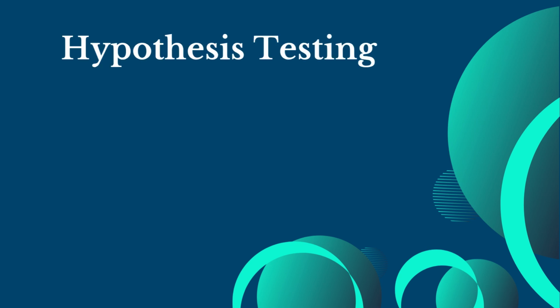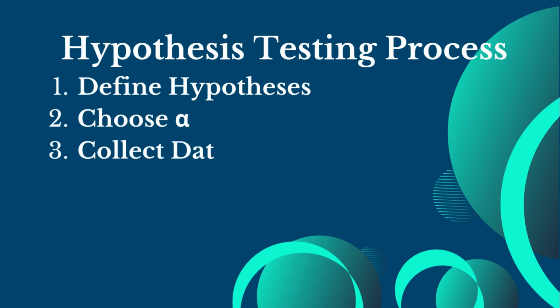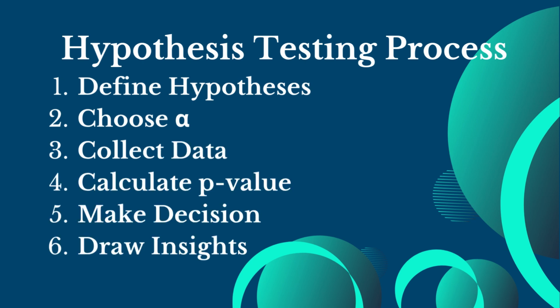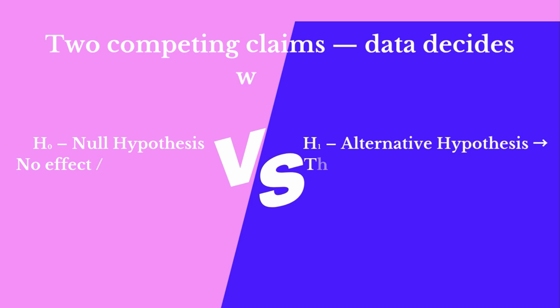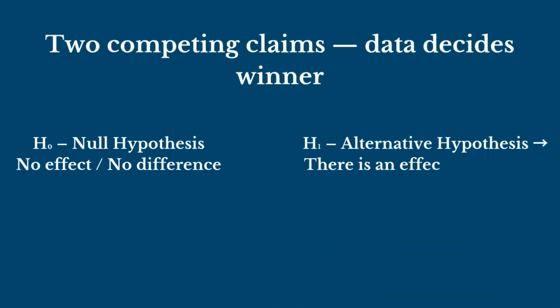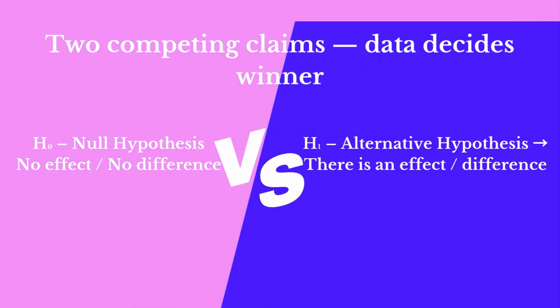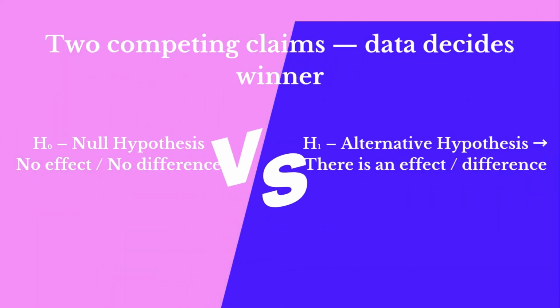Now that we understand what a hypothesis is, let's walk through the step by step process of hypothesis testing, the logical path that turns an assumption into a data driven conclusion. Step 1. Define the hypothesis. Every hypothesis test begins with two statements. Null hypothesis, H null, the default assumption that there is no effect or difference. Alternative hypothesis, H1, the challenger, claiming there is an effect or difference.